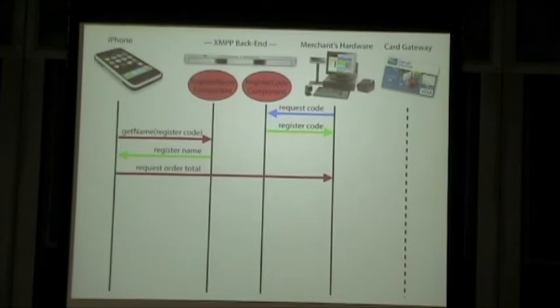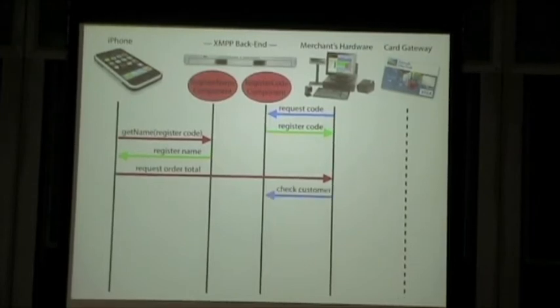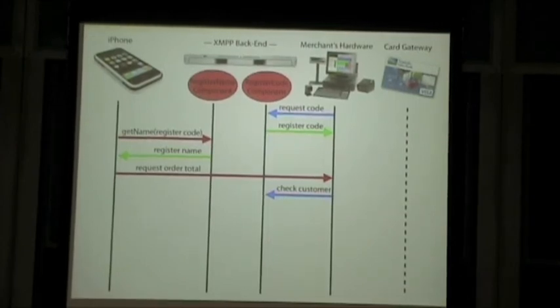The iPhone requests the order total from the merchant, which then checks with the server whether the person who is requesting the information is indeed associated with the register code for that register. The server sends back a confirmation that the customer is okay, so the merchant goes ahead and sends the order total to the iPhone.